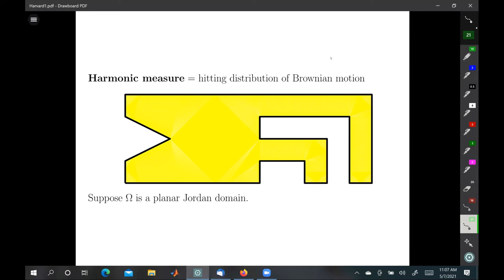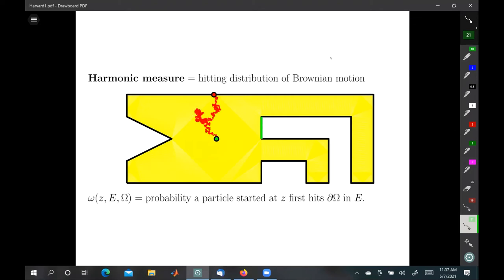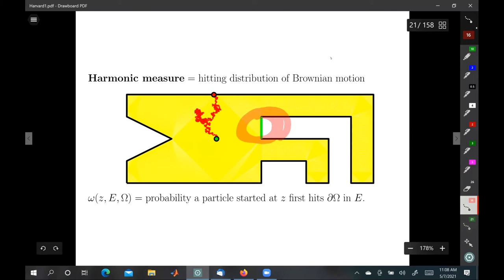To do this, we're going to fix a polygon in the plane. It could be any domain, but I'm going to stick to polygons today. We fix an edge, here's my edge over here, and we fix an interior point, here's my interior point. Then we run a Brownian motion until it hits the boundary. In this case, I run it until it stops there. And I'm going to ask, what's the probability that I actually hit the edge I'm interested in? Well, I didn't hit it that time, so I missed it.